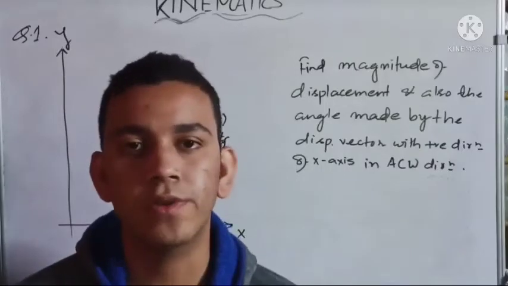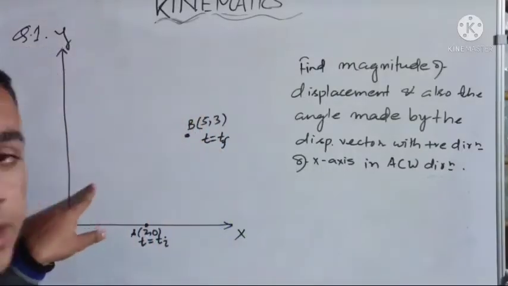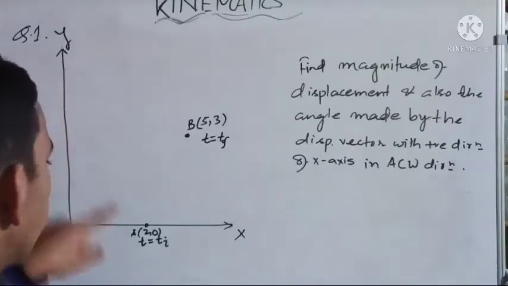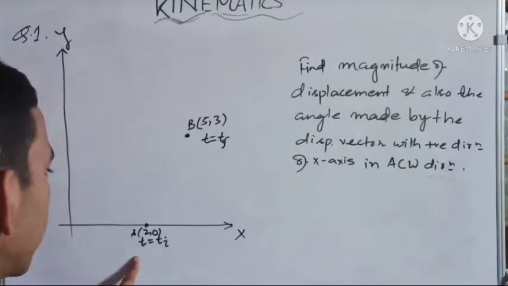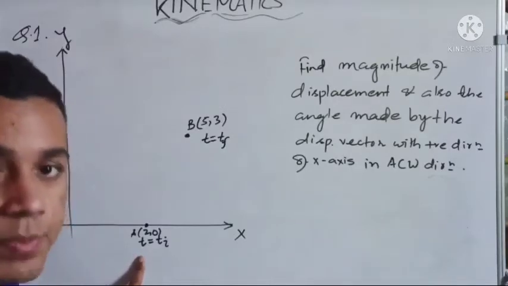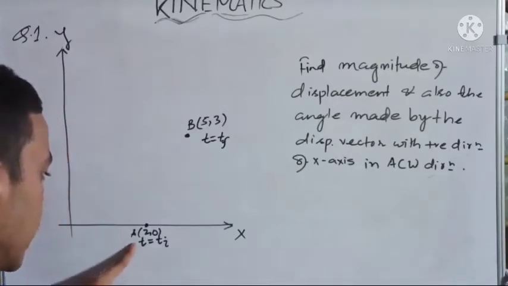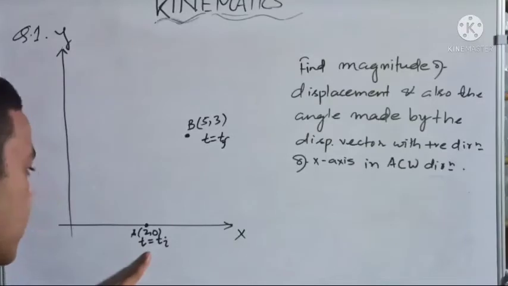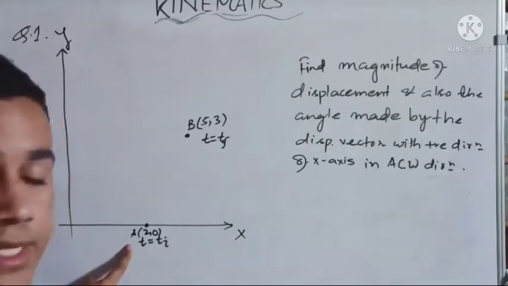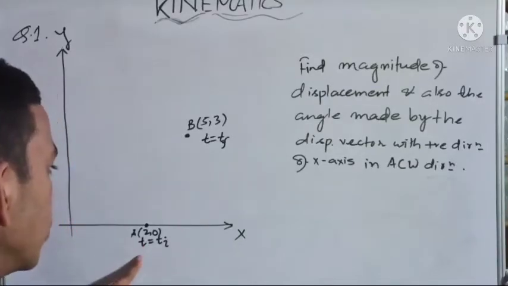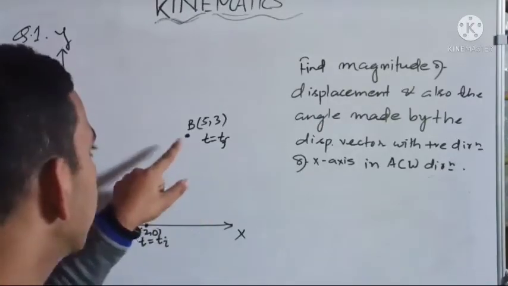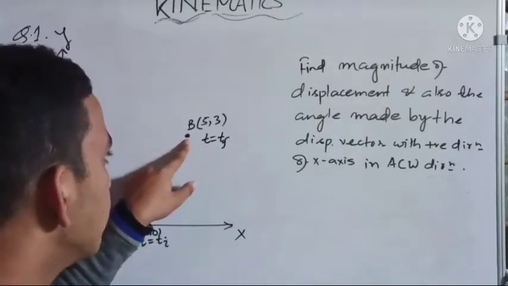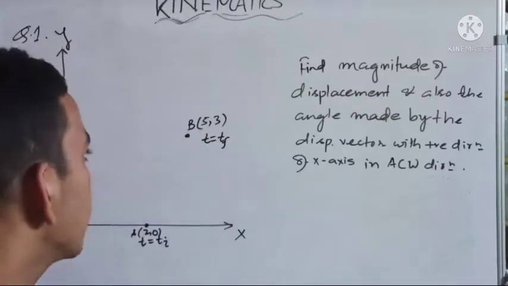Next, let's solve a question. Here, in this diagram, we are given the xy plane or xy coordinate system, and we are given that a point particle is at position A at t equal to t initial, that means at initial time the particle is at point A whose coordinates are 2, 0, and at t equal to t final, that means at final time the particle is at point B whose coordinates are 5, 3.